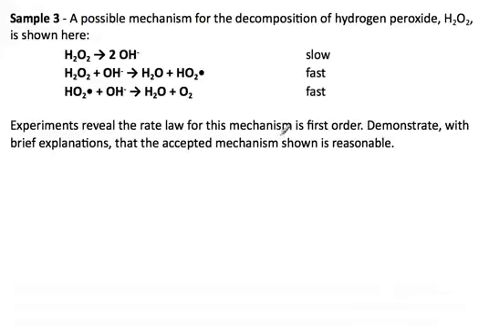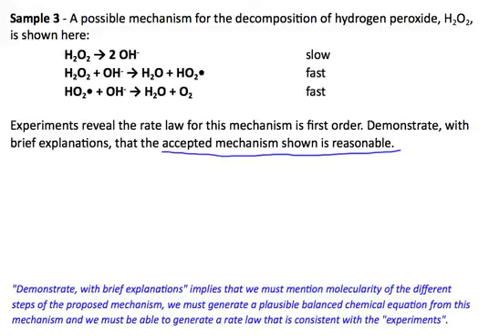Experiments reveal a rate law for the mechanism is first order. Demonstrate with brief explanations that the accepted mechanism shown is reasonable. And so this is kind of important here. The accepted mechanism is reasonable, and explanations associated with that. And so this is kind of what we look at here. Demonstrate with brief explanations implies that we have to mention molecularity of the different steps.